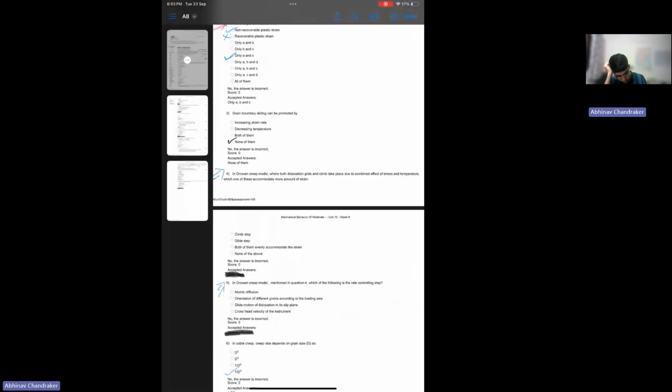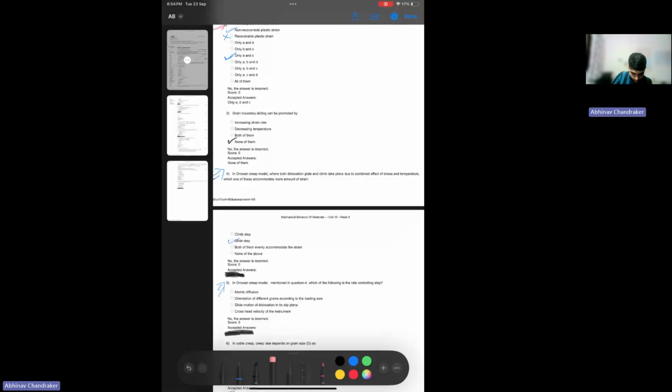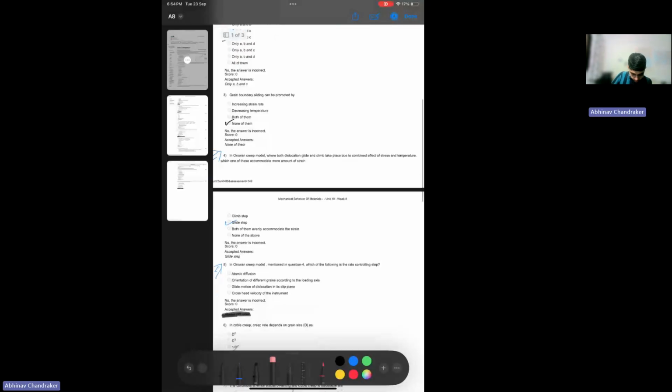So in Orowan creep model, where both dislocation glide and climb take place due to combined effect of stress and temperature, which one of these accommodates more amount of strain? So this is, I think, the same as the power law creep we saw, where we have rate controlling climb, but majority of strain occurs by glide because dislocation can move a larger volume by glide and much more easily compared to climb, which requires diffusion. So I think the correct answer should be glide. Let's see the answer. Yeah.